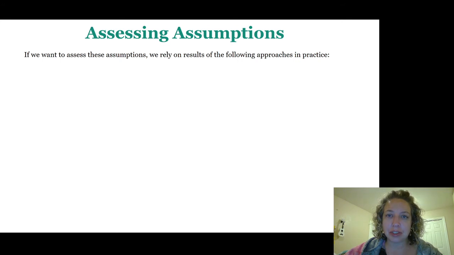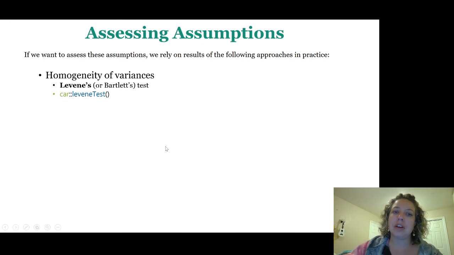So, assessing assumptions. Some of the assumptions, like independence of subjects and equally spaced time points, have no statistical test, but there are tests we can use for the other assumptions. For homogeneity of variance, we can use Levene's test. There's also Bartlett's test, but usually we'll use Levene's test. In R, we use the car package's leveneTest.